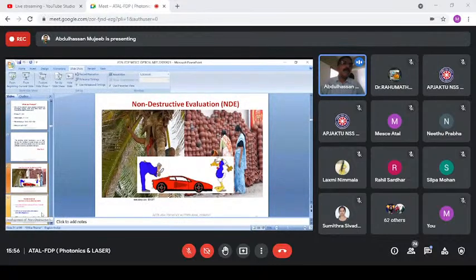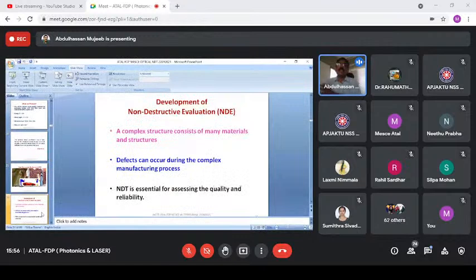So what is the purpose of science and technology of non-destructive testing? We may require highly sophisticated instruments. For example, in a GSLV, PSLV component in ISRO, or in other applications, we may require a complex structure that may consist of many materials and structures. So while fabricating these materials, there may be defects that can occur during the complex manufacturing process.